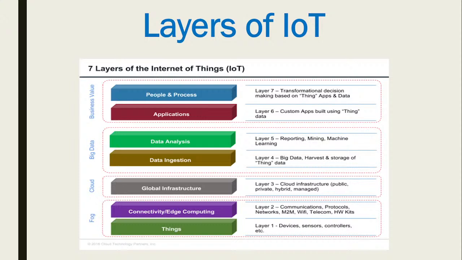And then applications. Application: custom app built using thing data. So custom apps. An example I can give here is that we can create one example in Internet of Things. Actually, you can do it yourself. If you have the essential knowledge, you can make an application yourself.